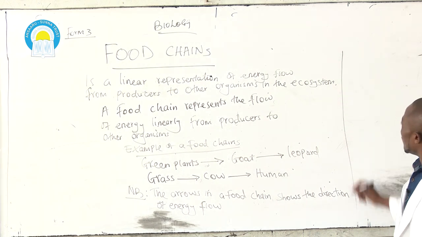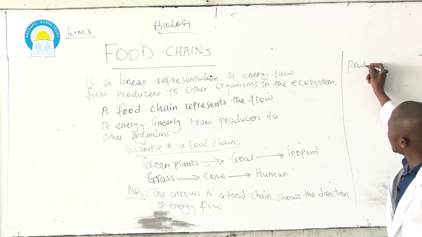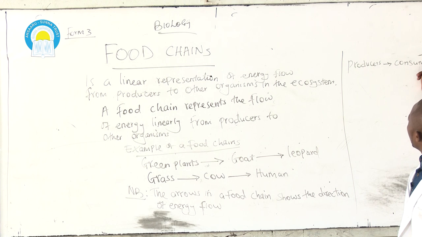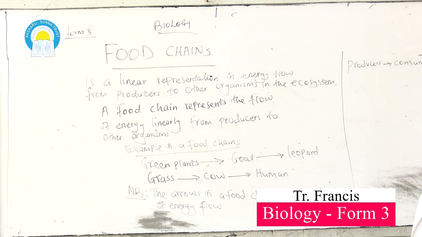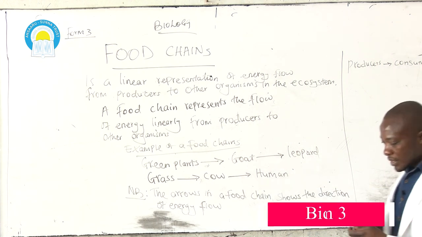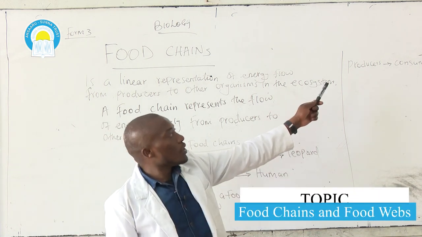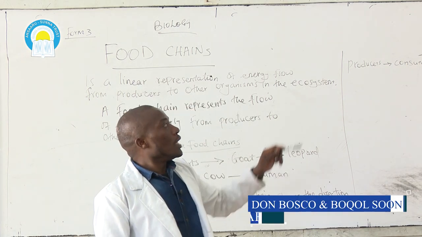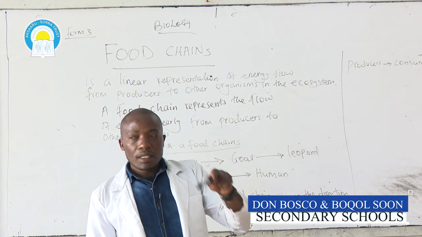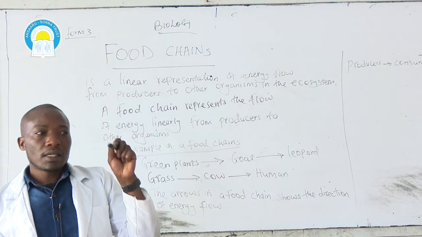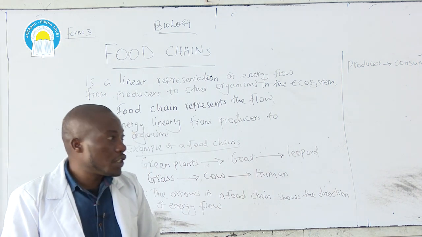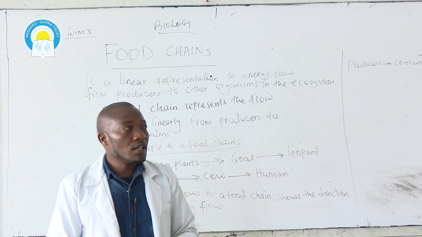So if we have producers, then we have consumers, then we have decomposers. What shows how energy is flowing from producer to consumer to decomposers is what we call a food chain. When constructing food chains, one thing you should keep in mind is that the decomposers are normally placed last, at the end of the food chain.